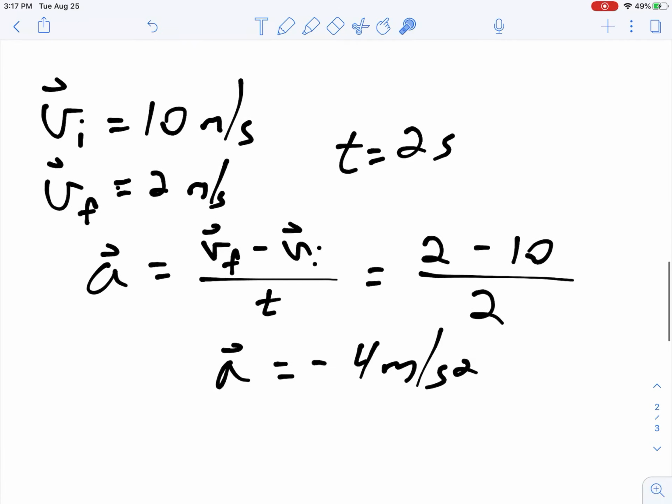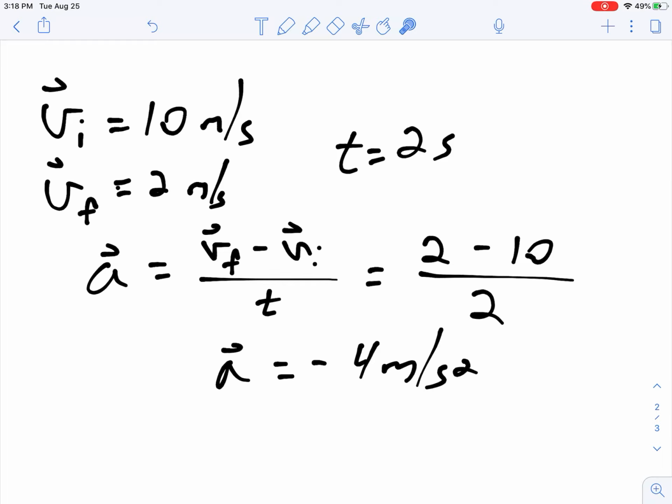Look at this example. In this example, I started off at 10 meters per second in the positive direction, so to the right. I finished at 2 meters per second, still in the positive direction, so to the right. So my velocity went from 10 down to 2. My velocity got smaller. My velocity got less positive. Another way to say that, my velocity got more negative. My velocity changed in the negative direction. So the negative is telling me the direction my velocity changed.